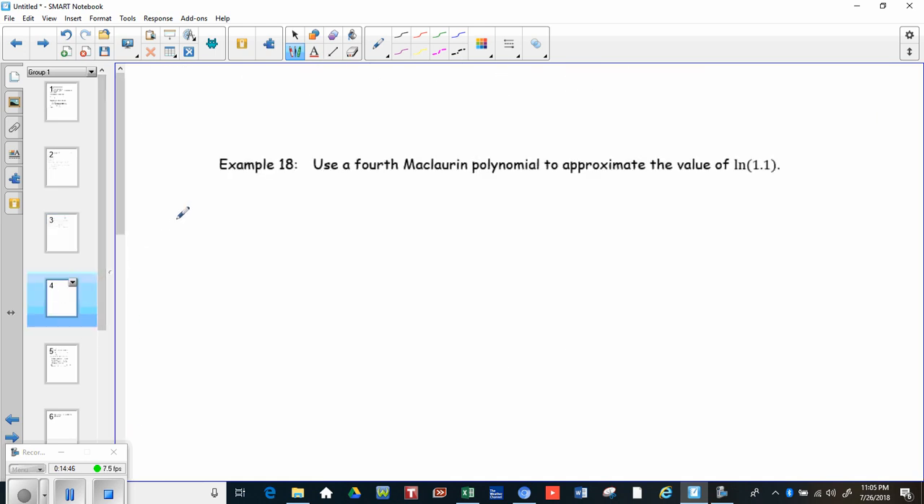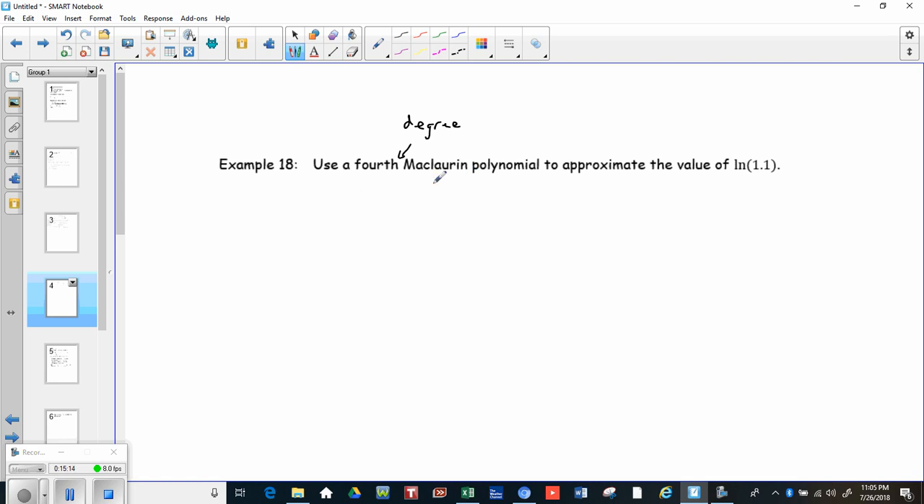Forgot that I separated all these things into different pages. This one's a little bit different. Use a fourth degree polynomial to approximate the value of natural log of 1.1. It tells us to use a fourth degree Maclaurin polynomial. Now it does say it's a Maclaurin polynomial, so that means it needs to be centered at 0. Here's the problem with that.